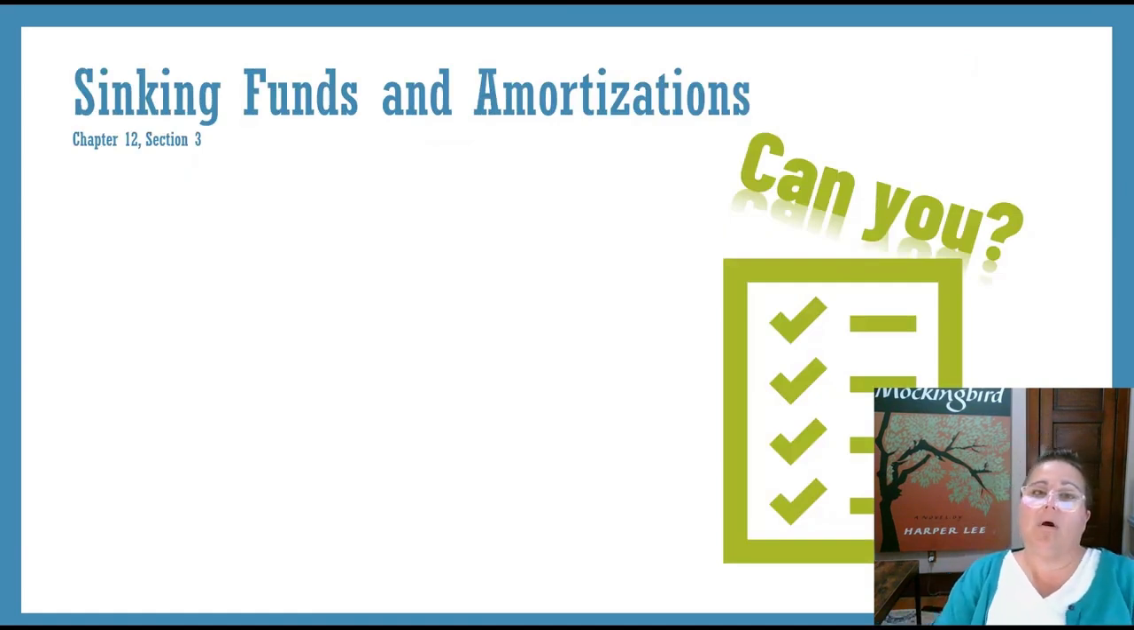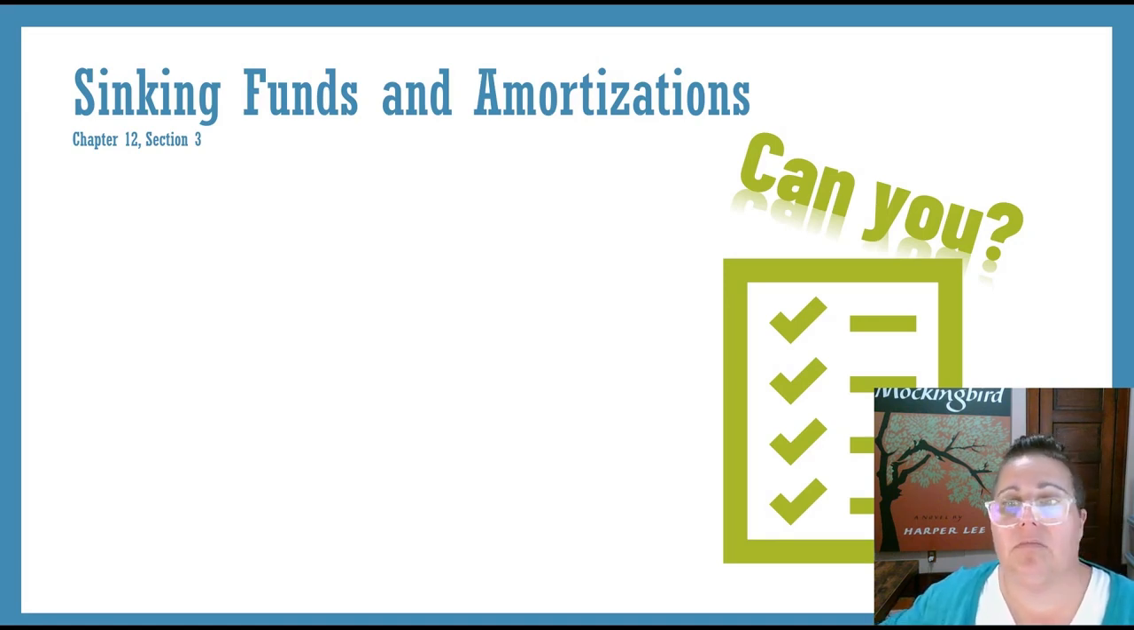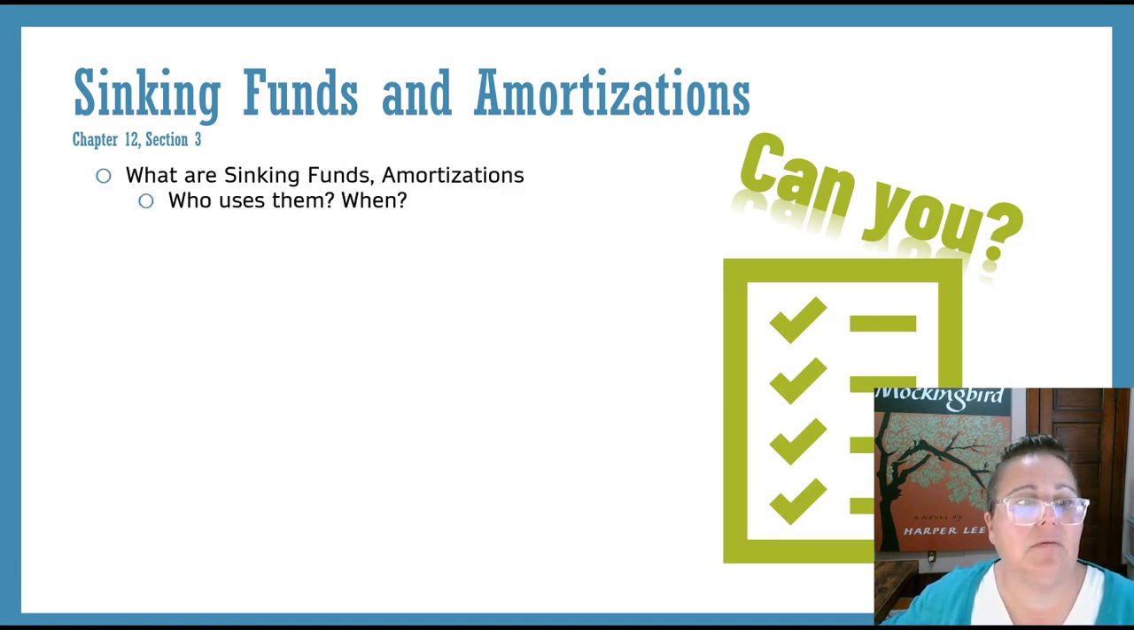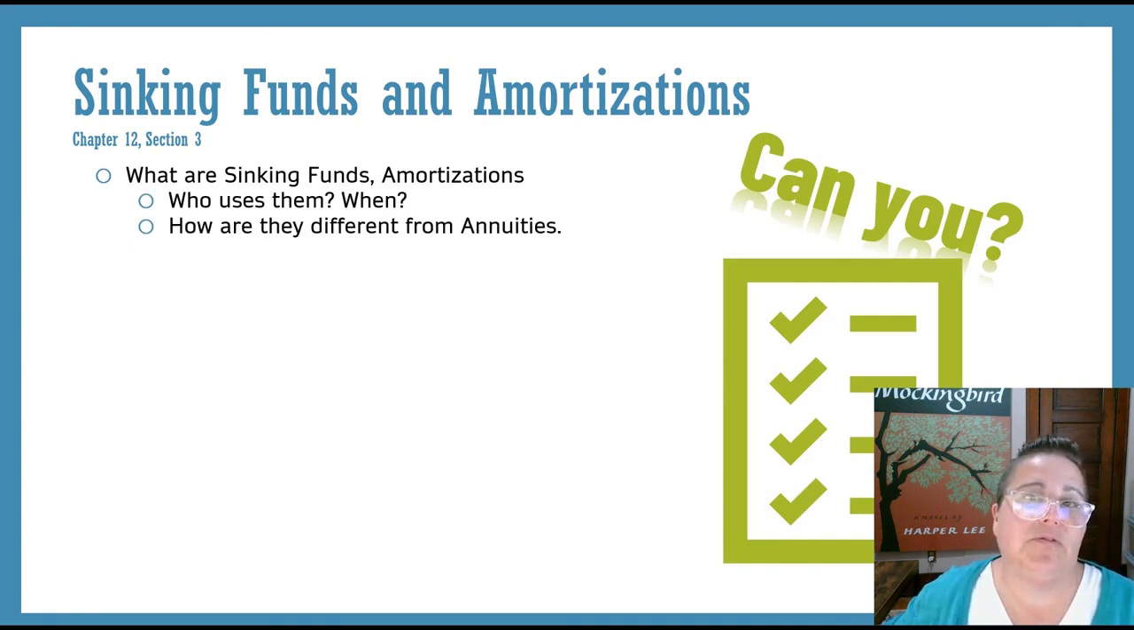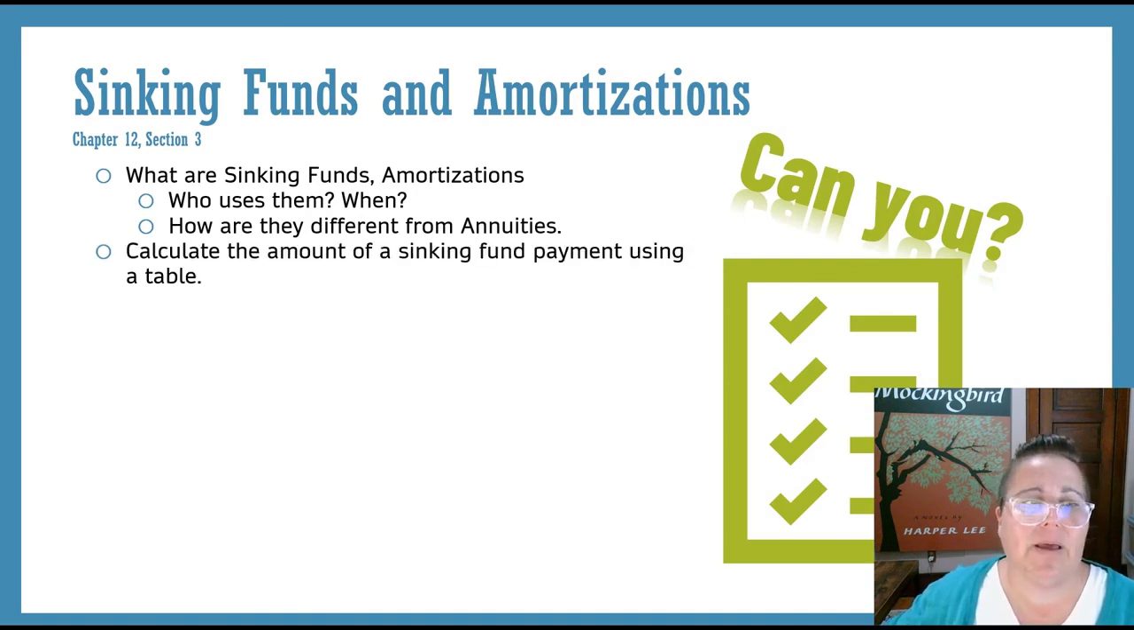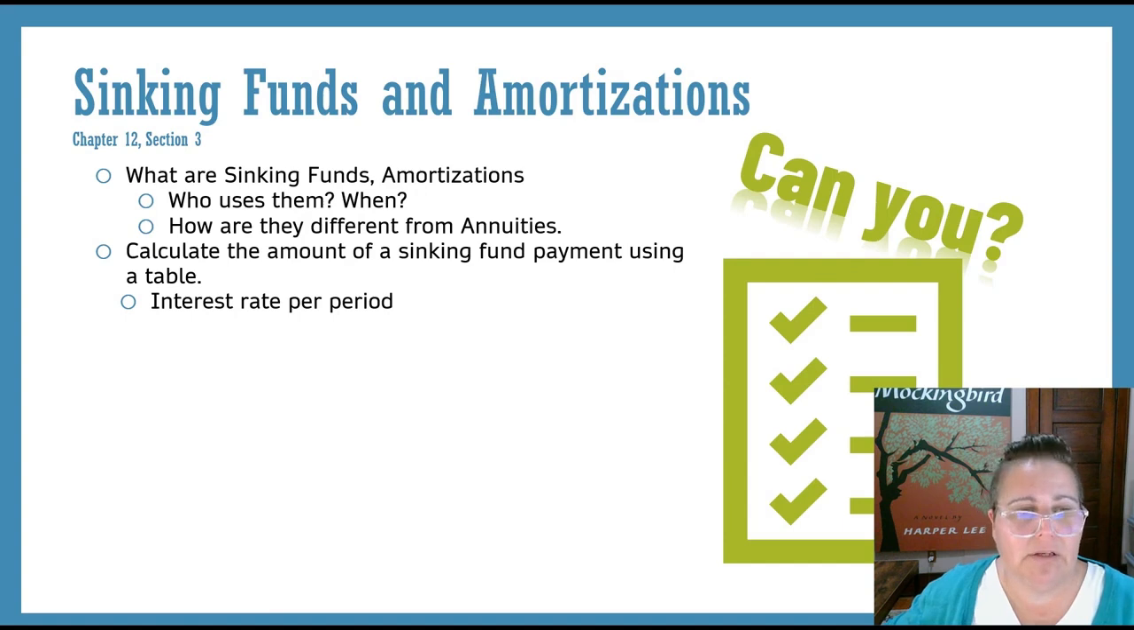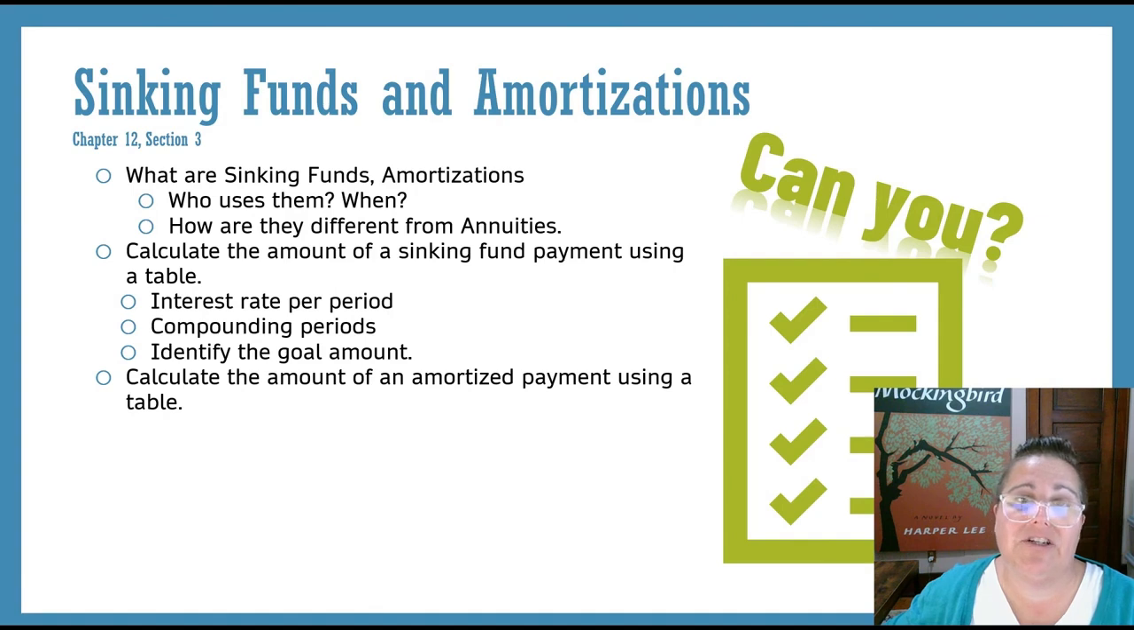All right, so at the end of all of this, how do you feel? Confident? Do you know what sinking funds and amortizations are? Do you know who might use them and when? Can you determine how a sinking fund would be different from, say, a future value annuity? And how is an amortization different from a present value annuity? What's different about them? Do you feel like you could calculate the amount of a sinking fund payment from a table? Do you feel like you could calculate an amortization from a table?